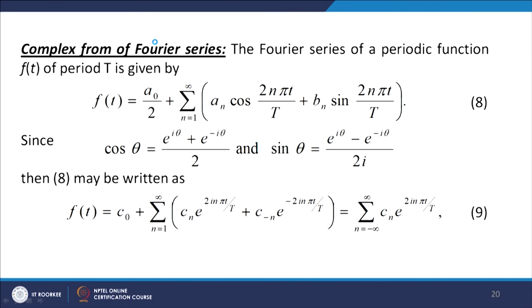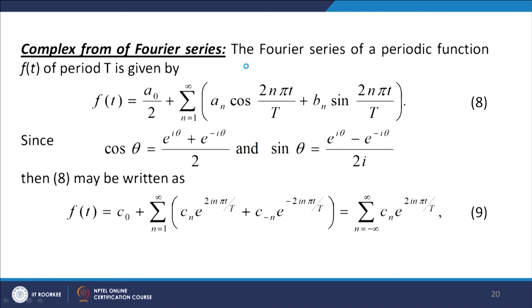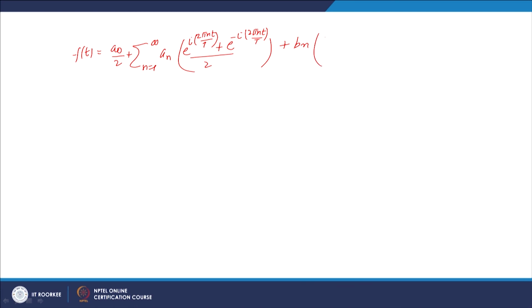We can write f(t) equal to a naught by 2 plus sigma n equal to 1 to infinity, and here we have a n cos(2 pi n t / T). So, a n times (e to the power i 2 pi n t / T plus e raised to the power minus i 2 pi n t / T) divided by 2, and then we have b n times (e raised to the power i 2 pi n t / T minus e raised to the power minus i 2 pi n t / T) over 2i. Okay.